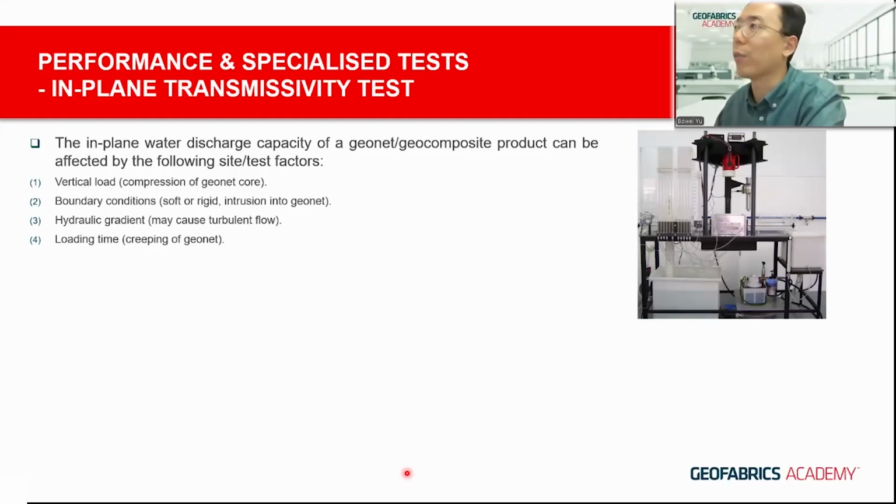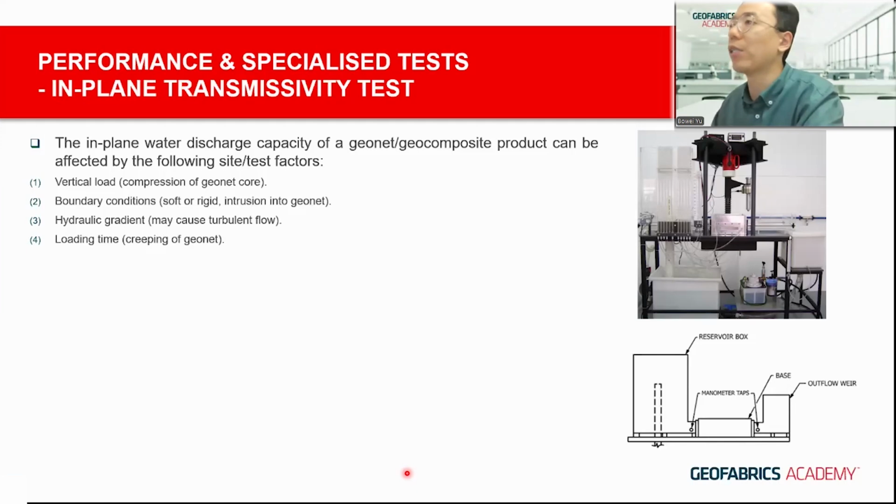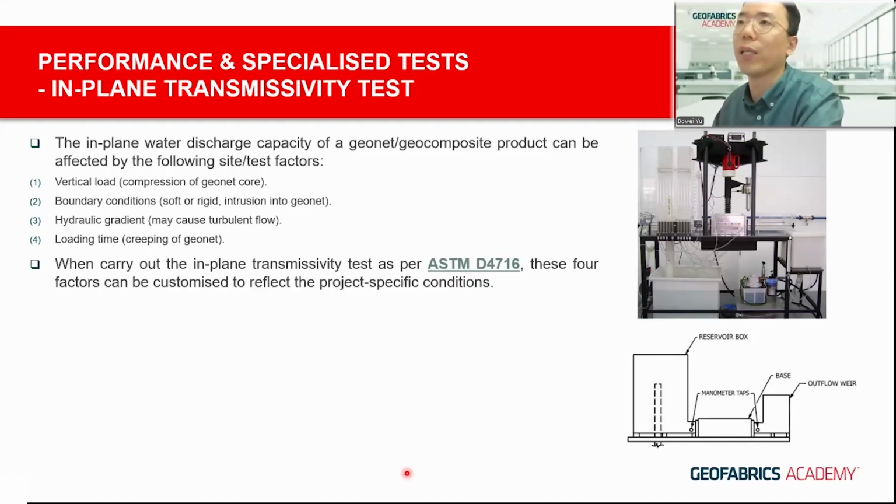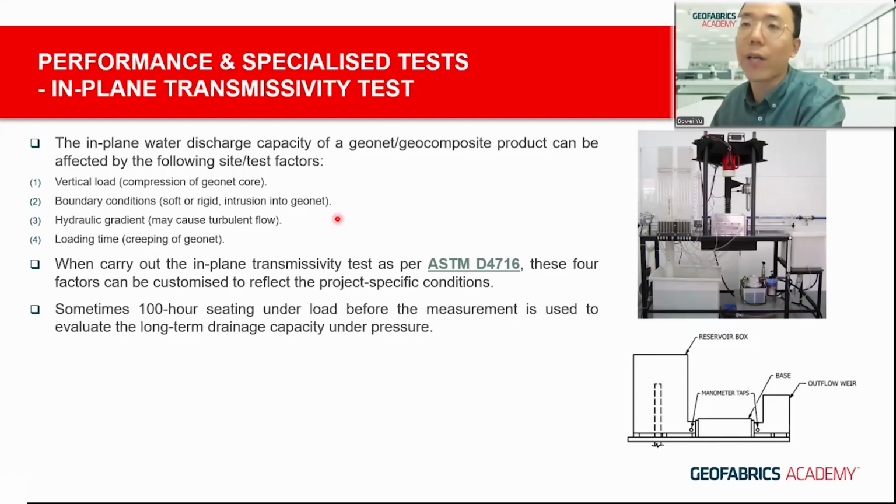We call it the transmissivity flow box. And this is a simpler diagram I got from the test method ASTM D4716, which is the test method we follow here at GRADE. When we test those, we always ask the client about the four parameters or conditions that should be customized to reflect the actual project-specific conditions.